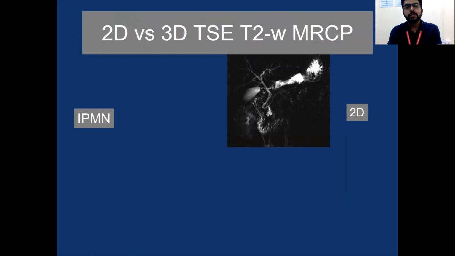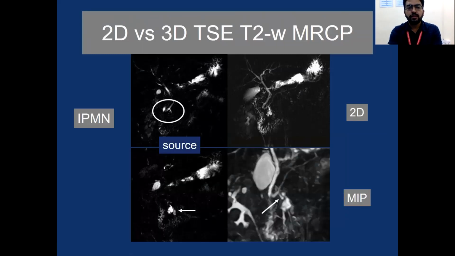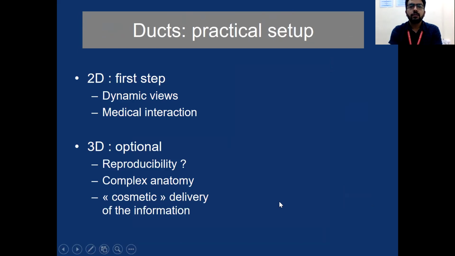2D versus 3D TSE T2 weighted MRCP images, wherein we have examples of IPMN, intraductal papillary mucinous neoplasm. This is the source image. This is the 2D reconstruction, and this is the maximum intensity projection, wherein we see a filling defect in the head of the pancreas. Ducts, practical setup.